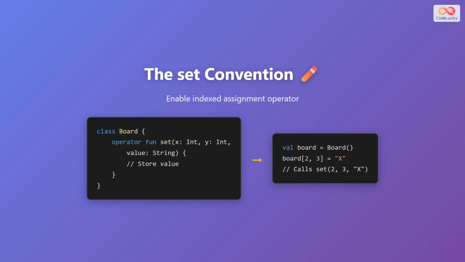The set convention enables the indexed assignment operator for your custom types. By defining an operator function named set, you can use square bracket notation to assign values to your objects. In this Board class example, the set function takes three parameters: x and y coordinates as integers and a value as a string. Once we create a board instance, we can assign values using square brackets, like board[2, 3] = "X". This automatically calls the set method with parameters 2, 3, and "X", allowing you to store the value.